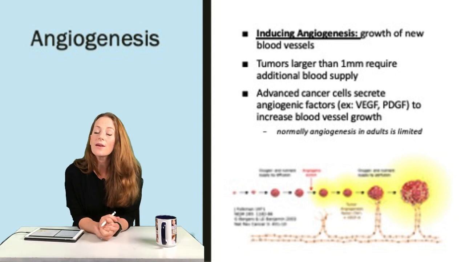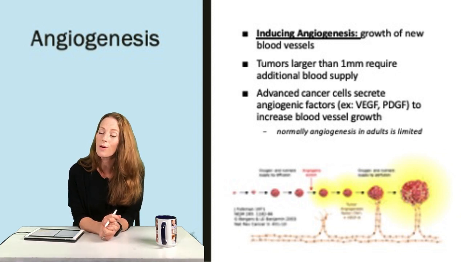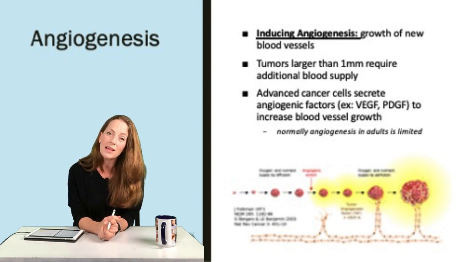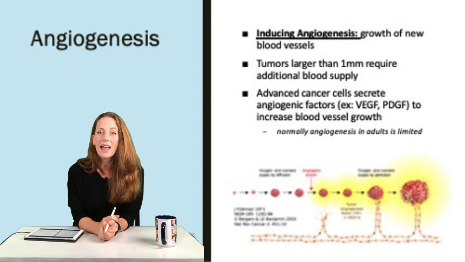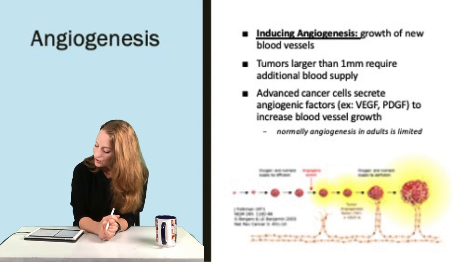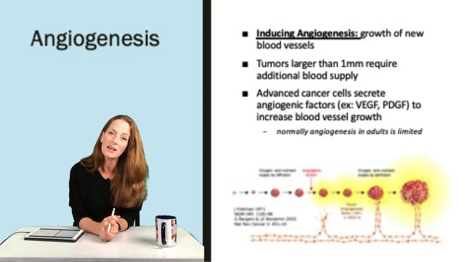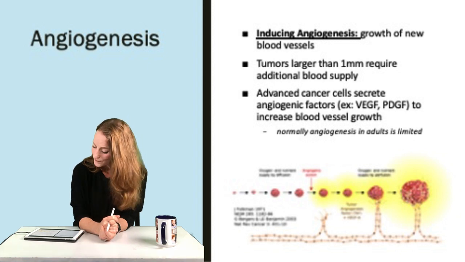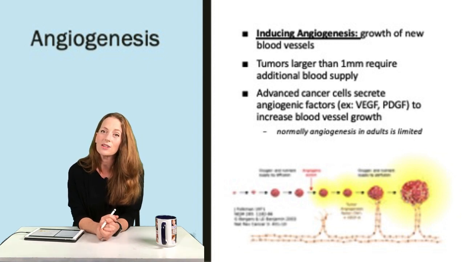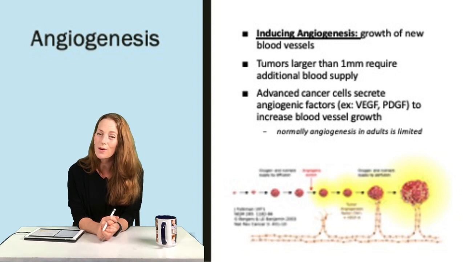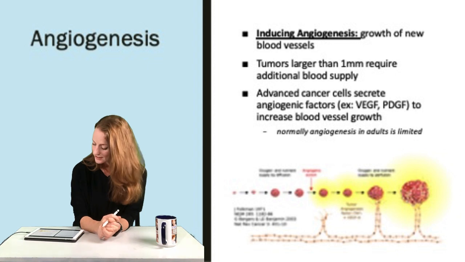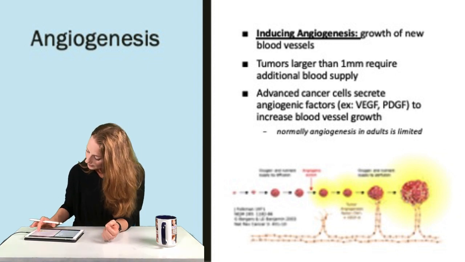Okay, some of the cellular changes that allow tumor growth to continue. Tumors are supported by a lot of blood supply. So tumors actually increase angiogenesis, or blood vessel growth nearby. Tumors larger than 1 millimeter require an additional blood supply to continue. So they will actually secrete angiogenic factors, or molecules that increase blood vessel growth to that tumor site.